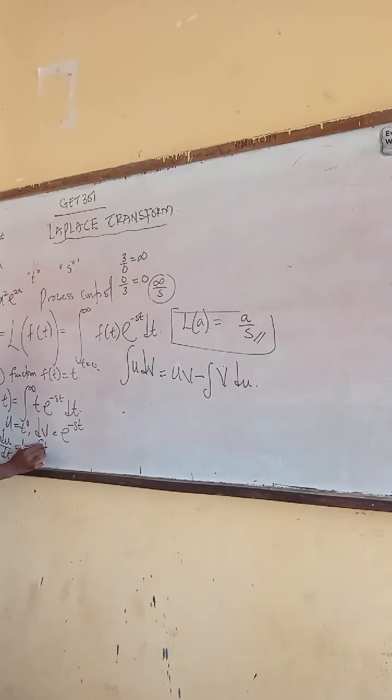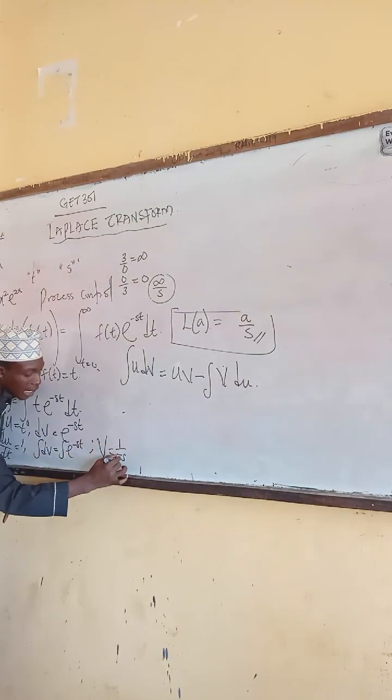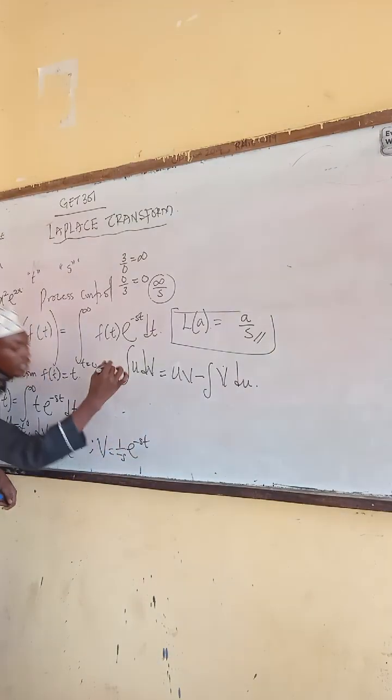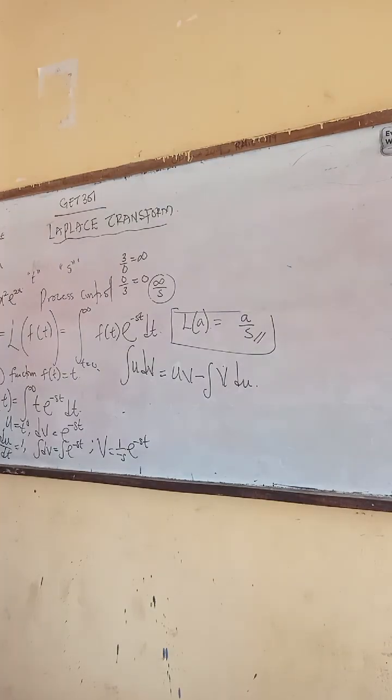you integrate: integration of dv equals integration of exponential minus st. So what is integration of dv? Integration of dy is y, so integration of dv is v, equals... So integration of exponential minus st is 1 over minus s, exponential minus st. So you already know your du, you already know your v.